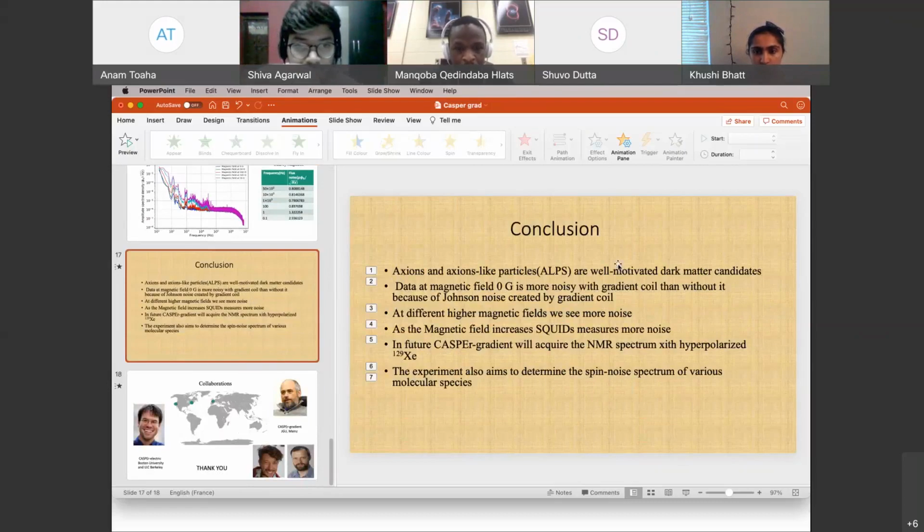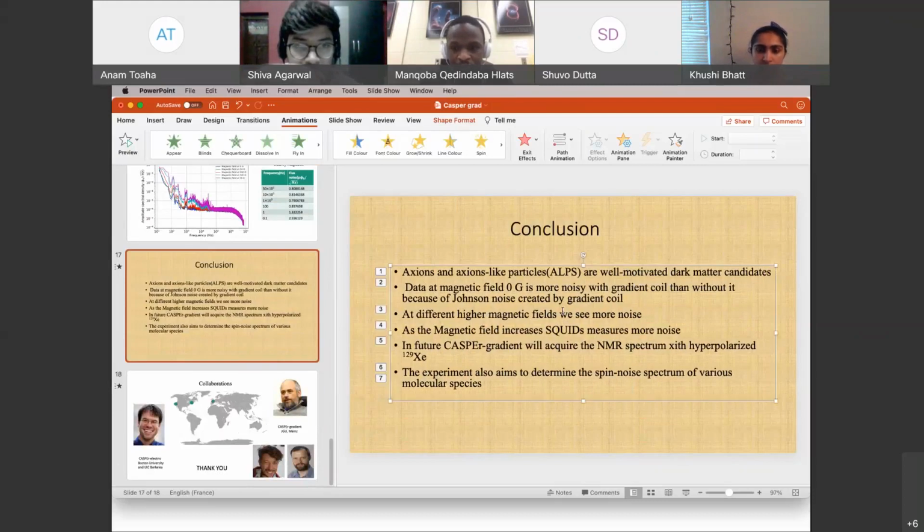Zero Gauss. Magnetic field of zero. That data at magnetic field zero Gauss means we have a setup at which we set our magnetic field, and then we take the data from the SQUIDs, from the electrical setup where we set our magnetic field.